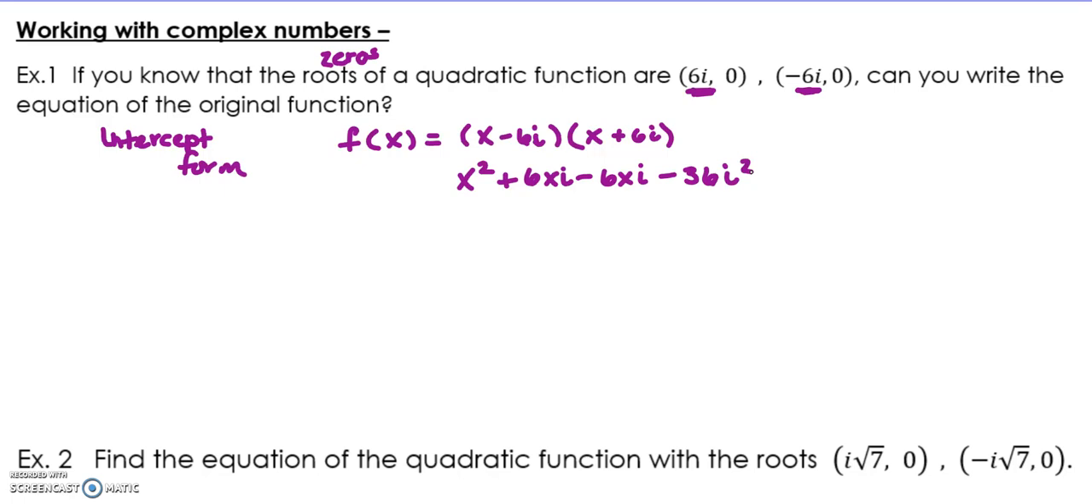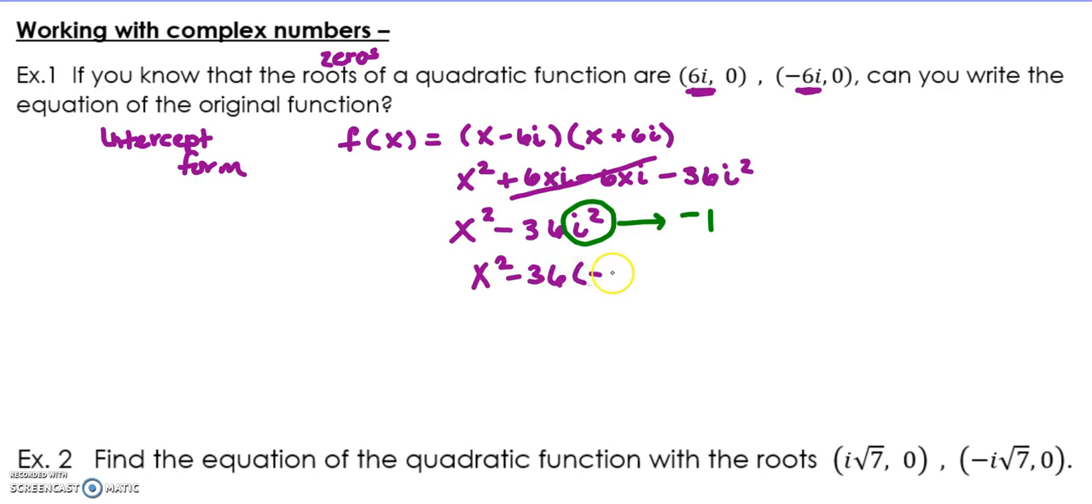So 36i squared. We'll see that these two cancel in the middle, and we'll have x squared minus 36 times i squared. But we talked about, when we took the notes, what i squared is equal to. i squared is actually equal to -1. So when we go ahead and make that change, we have 36 times -1, and we have x squared plus 36 equals f of x. So this is a possible function that would have these two zeros. It could be all multiplied by a larger number and still get the same.